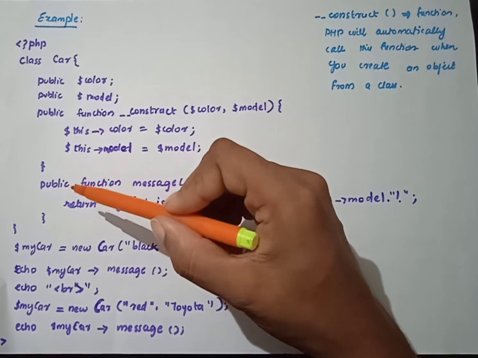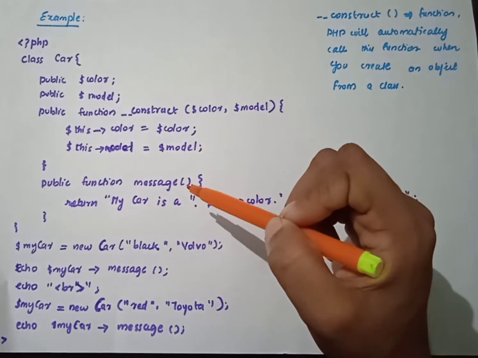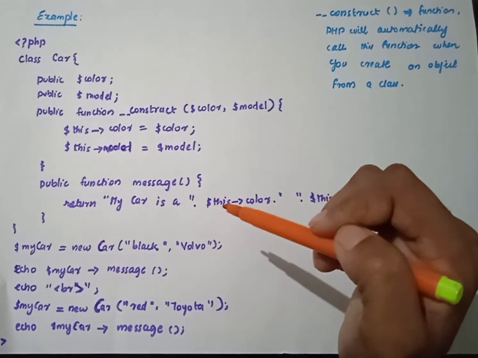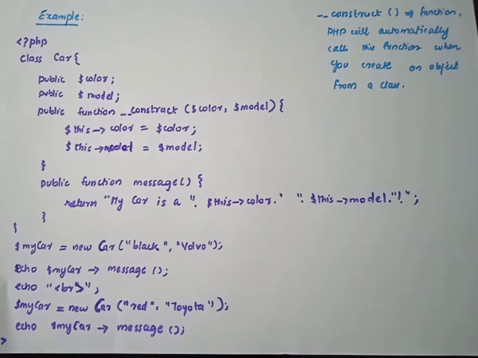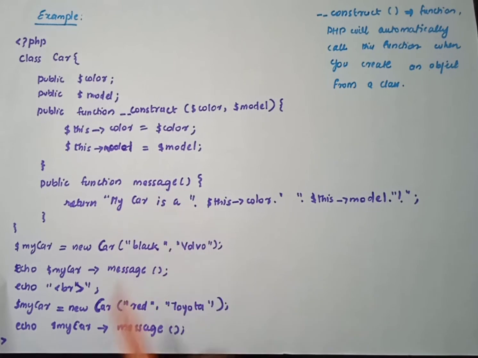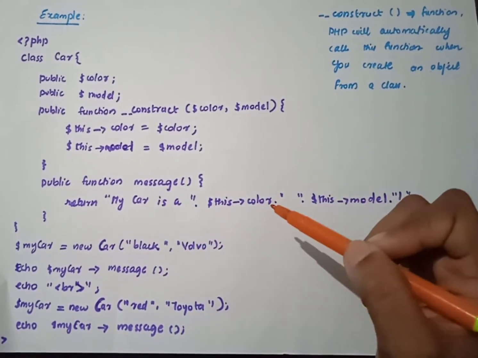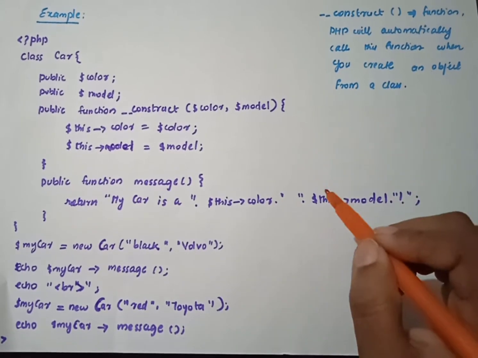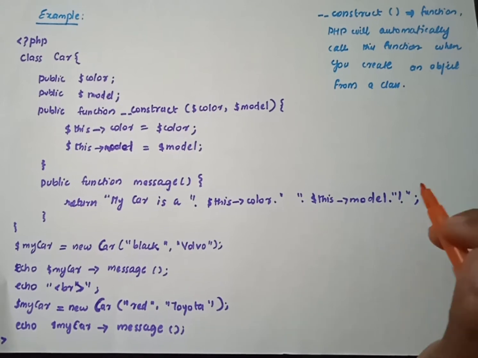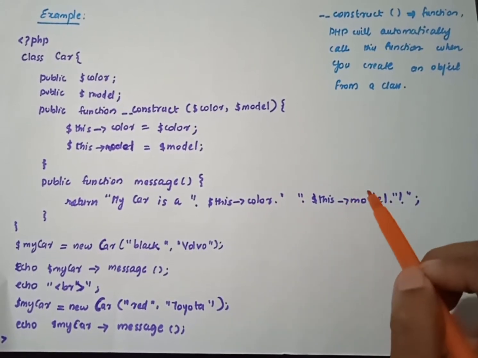Then we are moving to another function. As you can see here, this is public function message. So here I am going to write some message for my program or for my concept. So my message is like this: my car is a color also model. That means I am going to write or display a message like this: my car is a yellow Volvo. Like that, you can just mention your color and a model name, car model here.